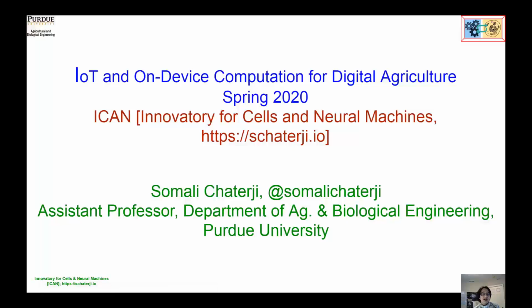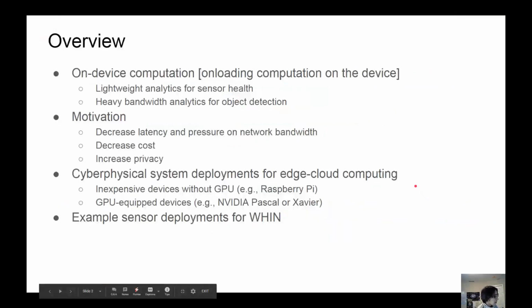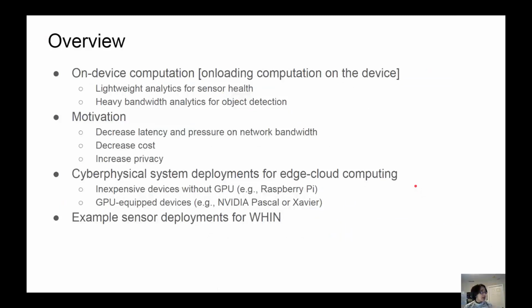Hi, I'm Somali Chaterji. I lead ICAN, that is the Innovatory for Cells and Neural Machines, and I will give you a snapshot of IoT and on-device computation for digital agriculture. Okay, so we will talk about light bandwidth workloads, and we will talk about heavy bandwidth workloads that are very relevant to digital agriculture. So for the first one, we have outlier or anomaly detection for measuring sensor health. And for the second one, for the heavier bandwidth workloads, we have object detection.